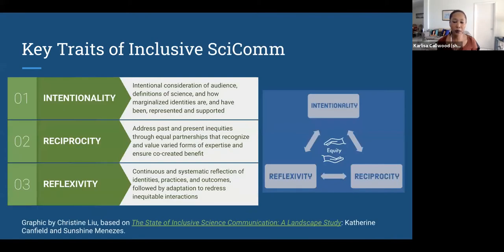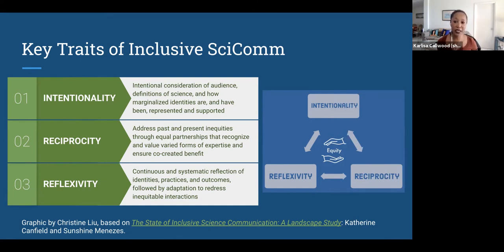So our work here was inspired by the key traits of inclusive SciComm that emerged from the landscape study on the state of inclusive SciComm conducted by the Metcalf Institute in 2019 and 2020, which I'm sure many of you are familiar with. And they identified three key traits that fundamentally characterize inclusive SciComm and set it apart from SciComm in general. These are intentionality, intentional consideration of the audiences we work with, how science is defined, and how marginalized identities are and have been represented and supported.